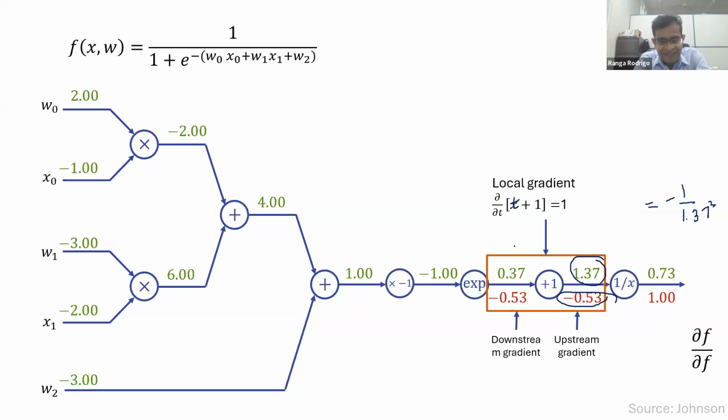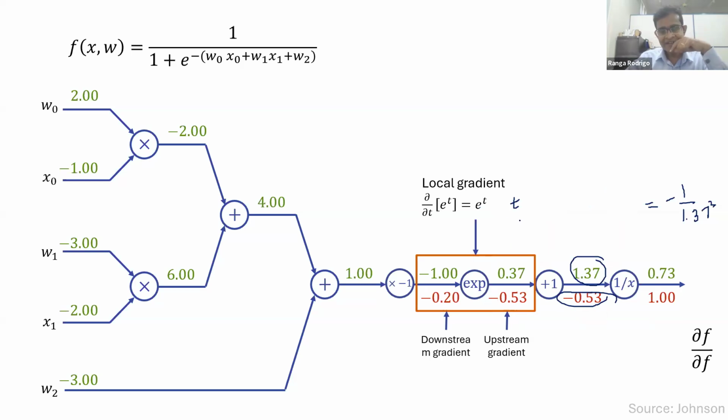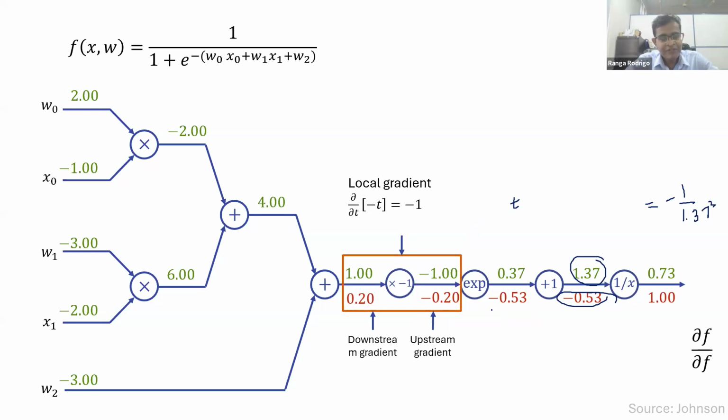Then e to the power. What's the thing about e to the power? You get the same thing, right? The gradient of e to the power x is e to the power x itself. So you will get e to the power t, local gradient e to the power t. So t is minus 1 right now. So this is e to the power minus 1. So if you multiply minus 0.53 times e to the power minus 1, you will get minus 0.2. And this is multiplying by negative 1. So it's very easy to see that the downstream gradient will be 0.2 because the local gradient is minus 1.